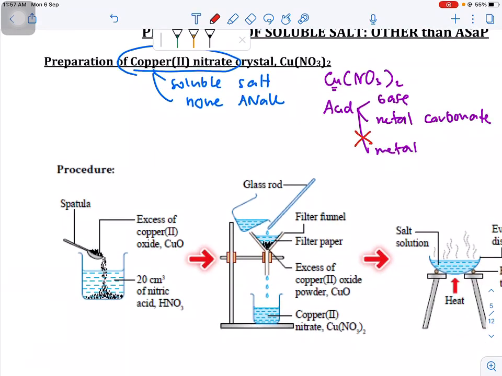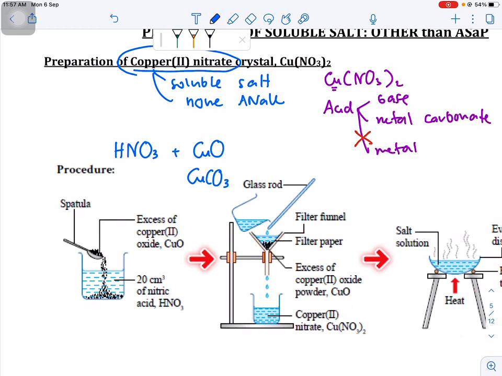So we want to prepare copper II nitrate. So in this situation, you are given nitric acid. Yeah, because it's copper II nitrate, for sure, we must have nitric acid. And you are given CuO. What is copper II oxide? It is a base. Okay, so if you don't have copper II oxide, you can use, yes, copper II carbonate. So you can choose either one. But for this example, it's given to you copper II oxide.